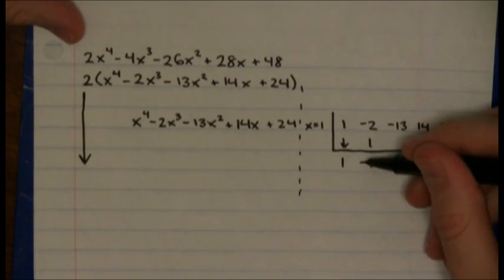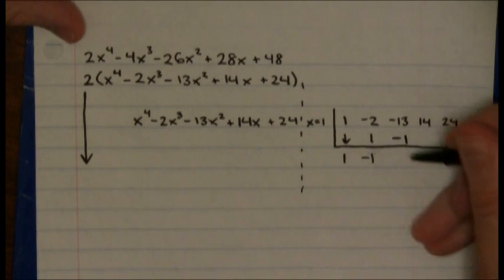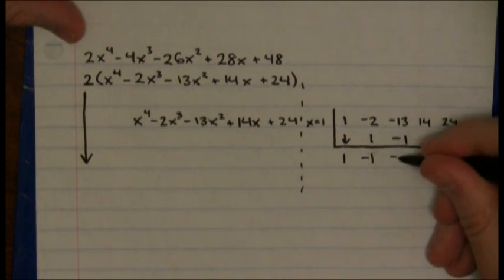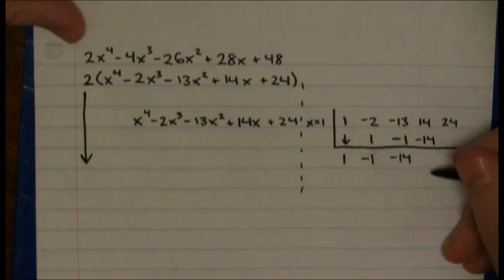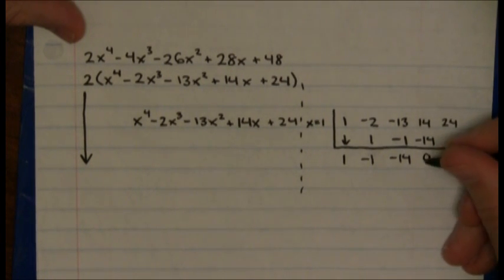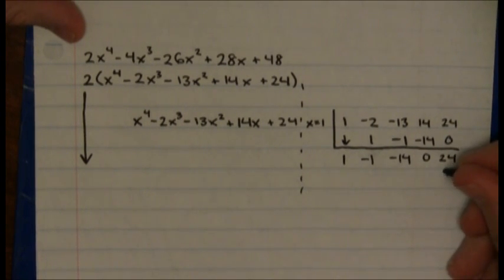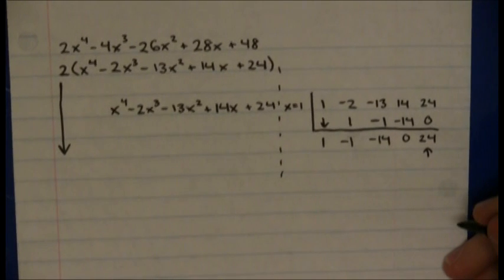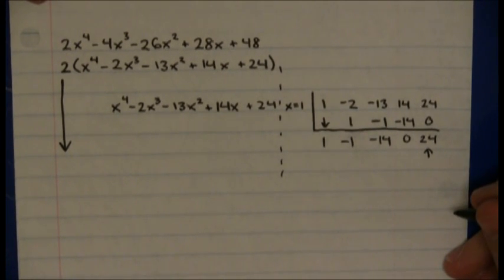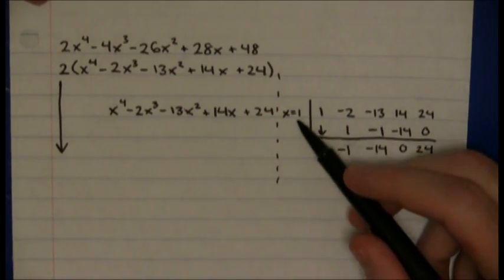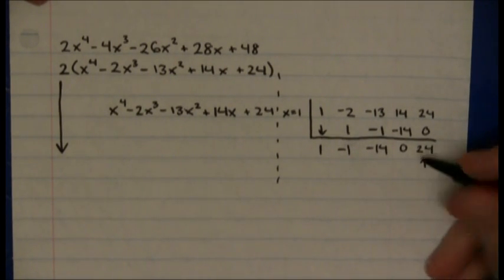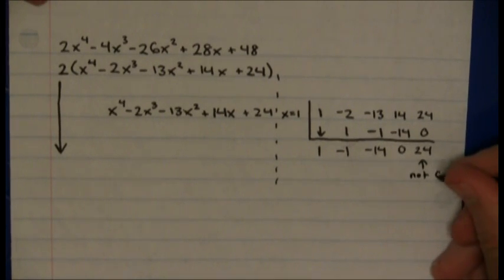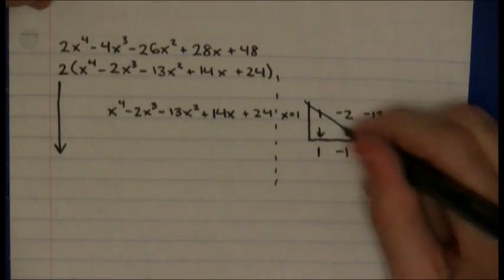I multiply 1 times -1, put that number here. Then I add and continue the process. Now, what you're looking for is this point right here. If it's a 0, then this number will factor into this polynomial. However, because this number is not 0, this actually will not benefit us at all. So I'm going to go ahead and cross this one out.